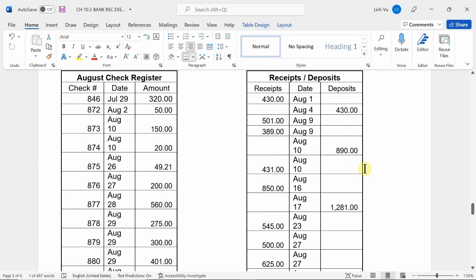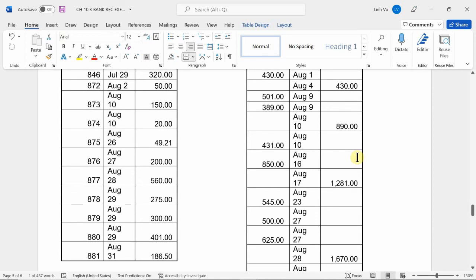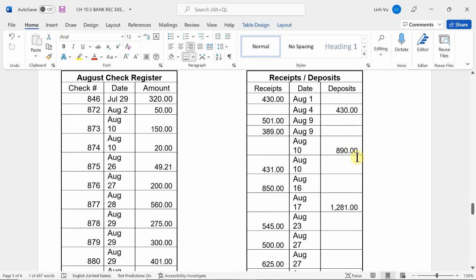We have 10. So where is 11? Where is 11? What amount are you looking at? I'm not very sure. I look for like August 4, 11, 17.